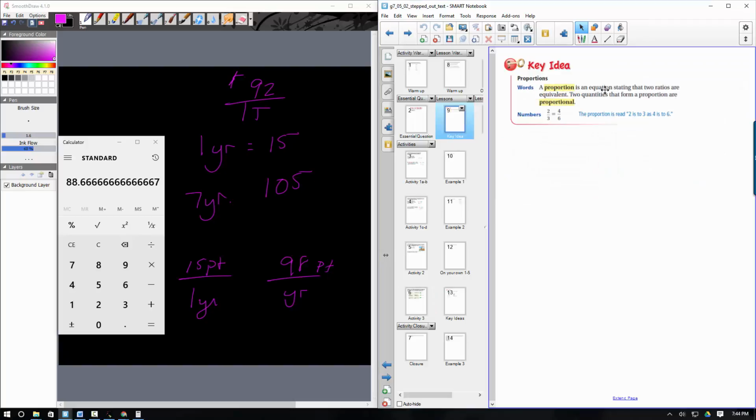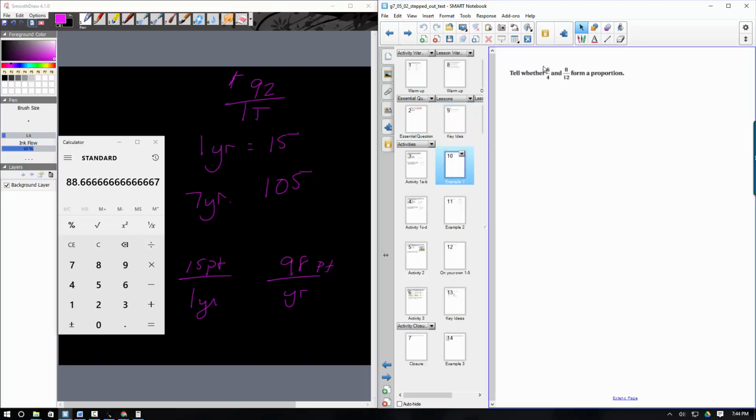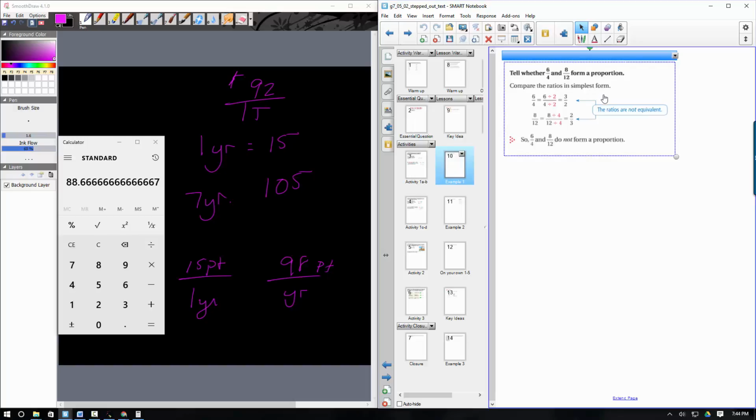We're figuring out a proportion is an equation stating that two ratios are equivalent. Two quantities that form proportions are proportional. So for instance, 2/3 equals 4/6, right? So 2 is to 3 as 4 is to 6. And if I look here, it asks if they are proportional. So I look at the scale factor between the two, and I have 4 times 3 is 12, right? And if I take 6 times 3, I should get 18, so this is not proportional.